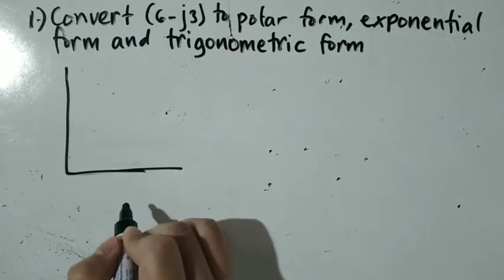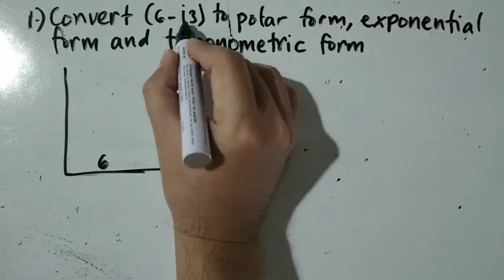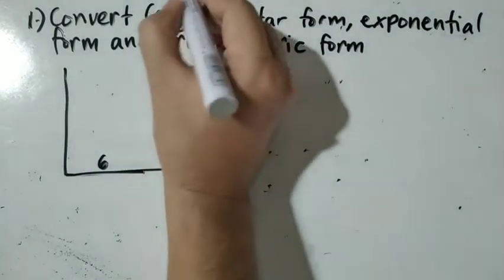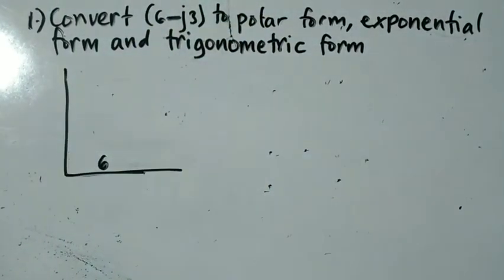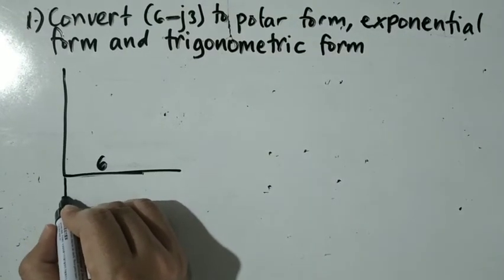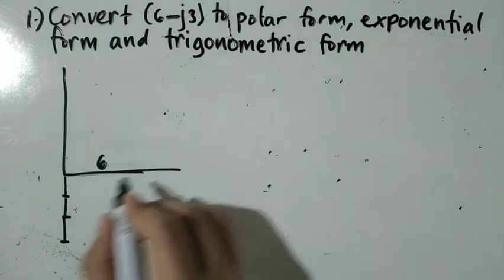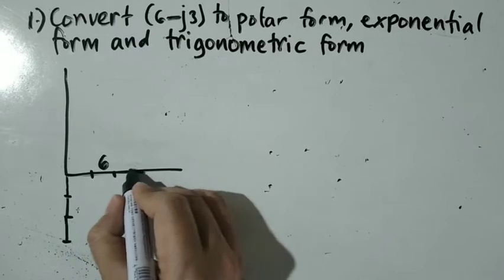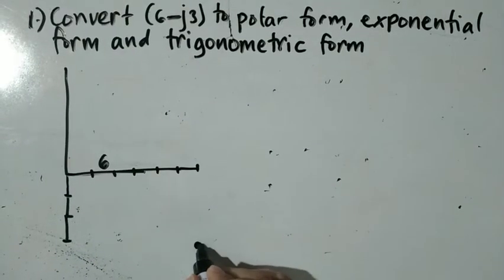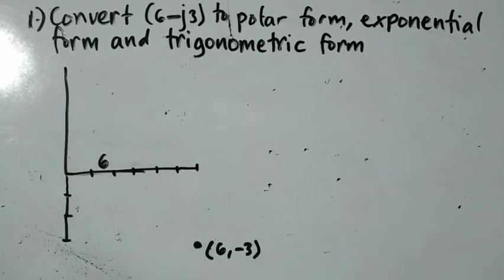x-axis represents the real part, which is 6, positive 6, and the y-axis represents the imaginary part. But as you can see, it is negative. So we go down 3 units. So 1, 2, 3. Alright, so if this is 6 units, 1, 2, 3, 4, 5, 6. So this is the point, which is positive 6 and then negative 3 in y.